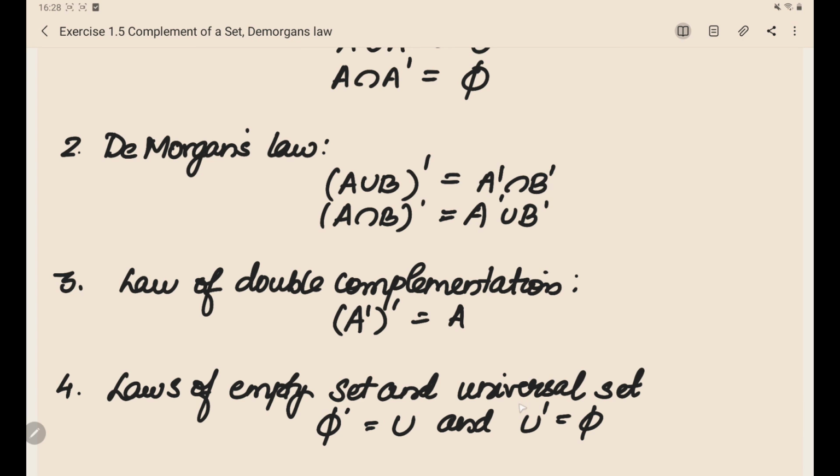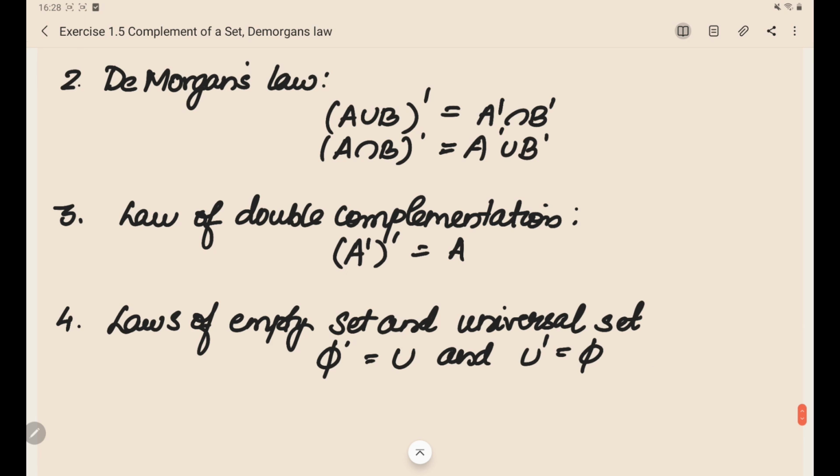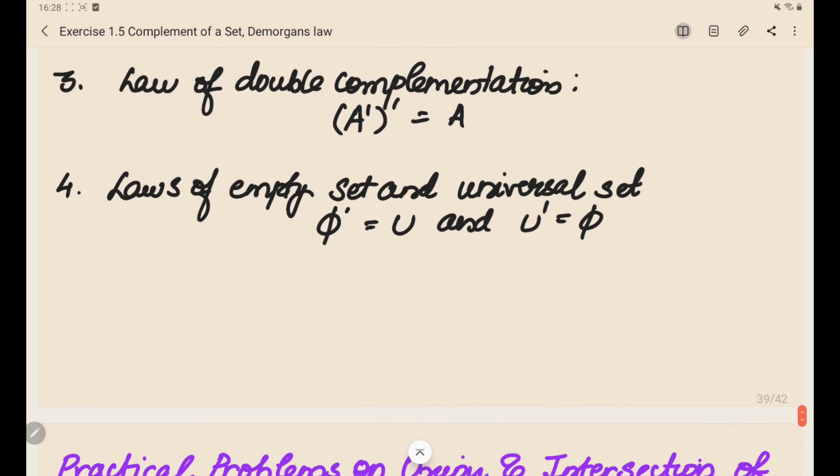Next, the law of empty set and universal set. That's important. What is phi complement? See, there is a universal set, there is a Venn diagram, and inside that there is an empty set. Empty set does not have any elements. So if you take the complement of that, you will get all the rest of the elements of the set, that is the universal set. And similarly, if you take the complement of the universal set, all the elements are there, and if you take the complement of that, there are no elements left, and that is an empty set. So that's what is discussed here.